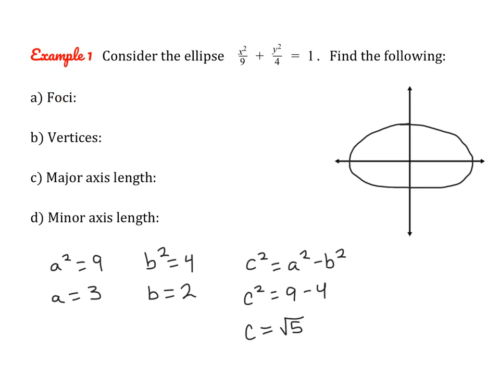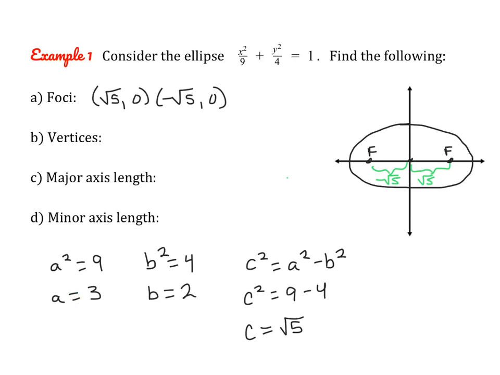So let's start with the foci. Remember, by definition, the distance from the center to your foci is c, and it is important to note that the foci are always on your major axis. So if you start at the center, and then you go to the right by square root of 5 units, you have one of your foci, and then the same thing to the left. If you go to the left root 5, you have your second focus. So our two foci are going to be at square root of 5, 0, and negative square root of 5, 0. So that's how we use our c value.